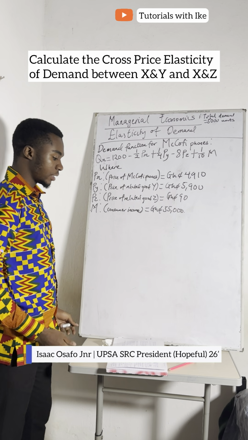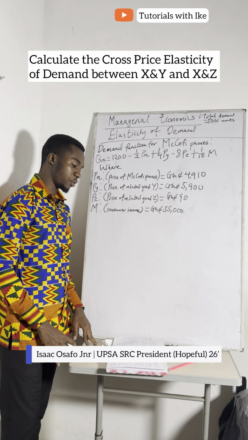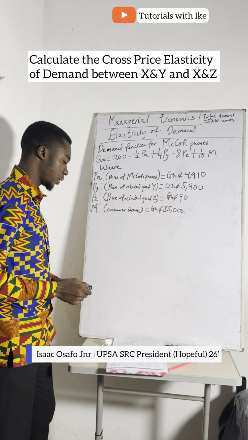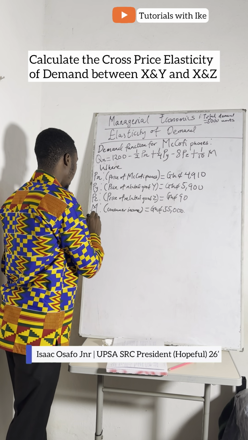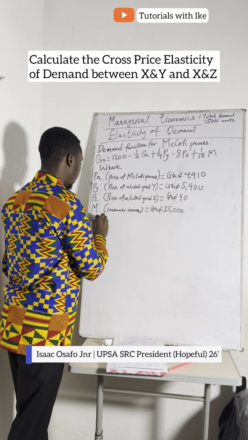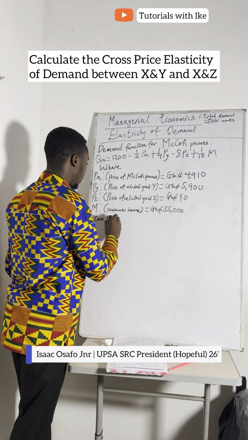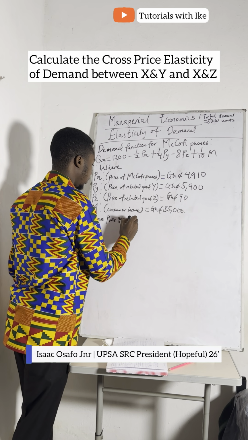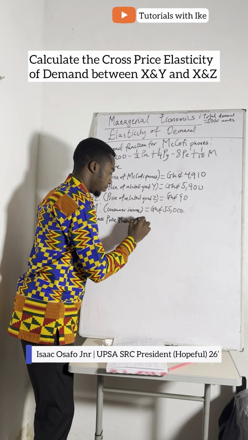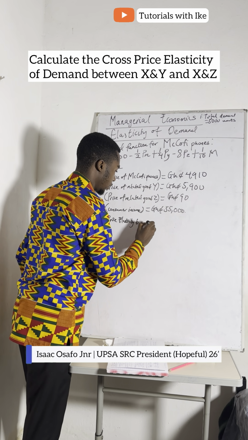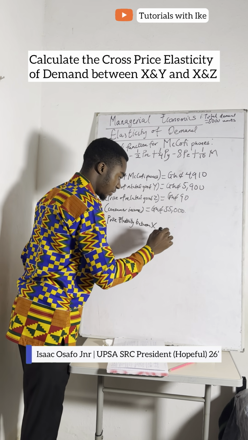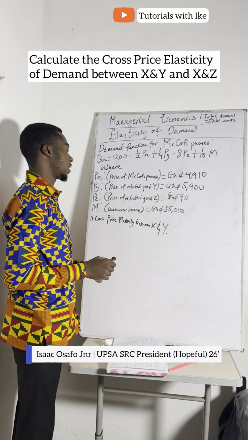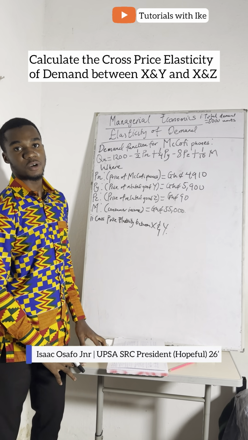Okay, so the II, as I was saying, says we should calculate the cross price elasticity between X and Y and X and Z. So let's start with X and Y. So II, cross price elasticity between X and Y. After we'll do for X and Z. Now, let's first understand what is cross price elasticity.